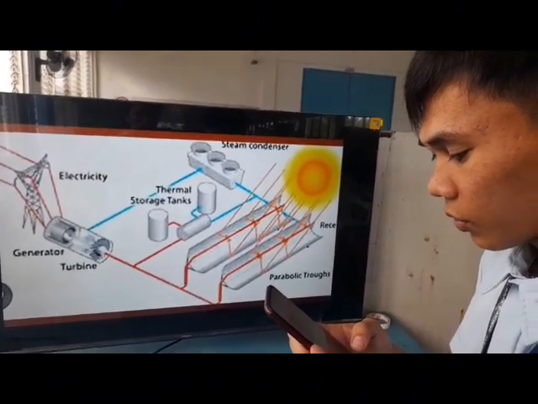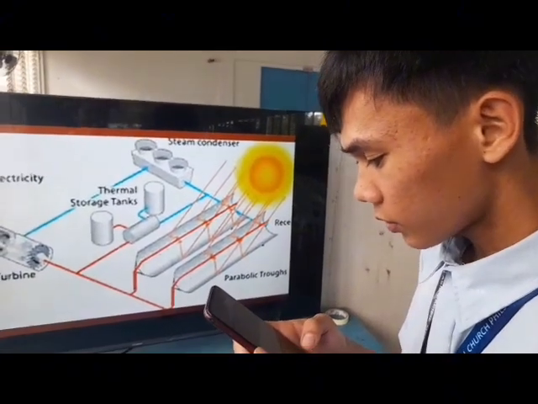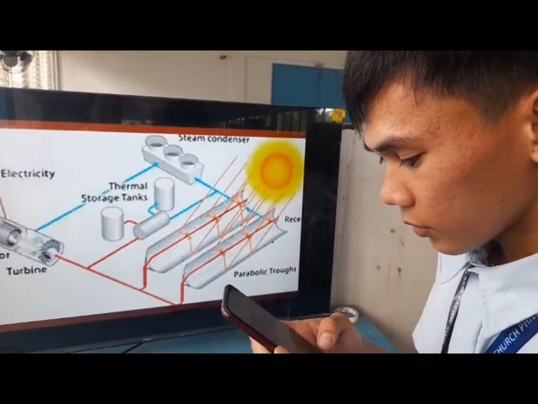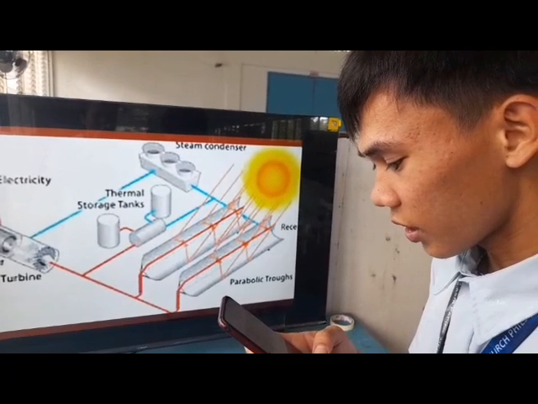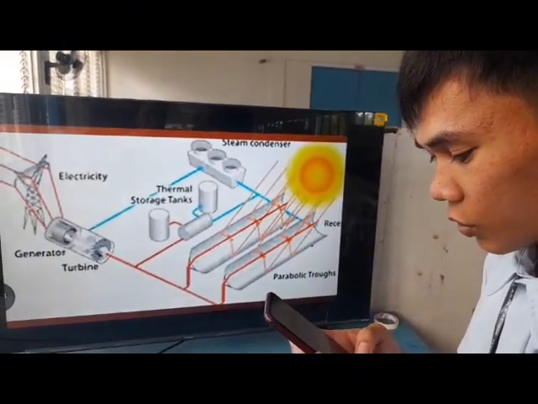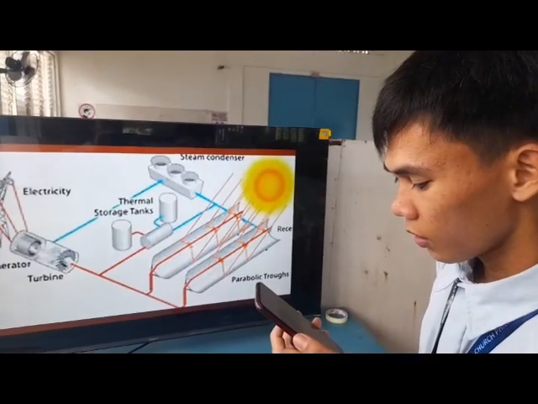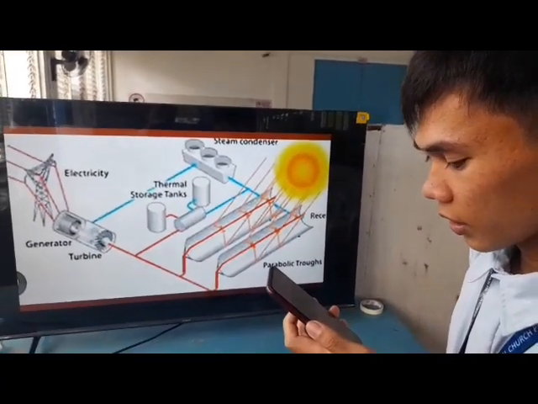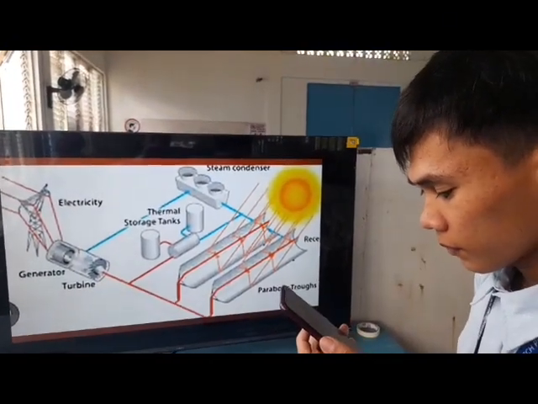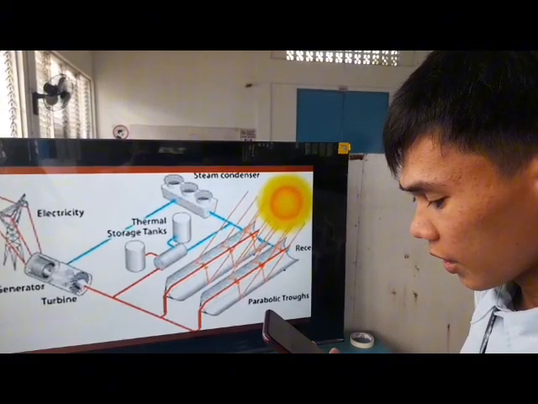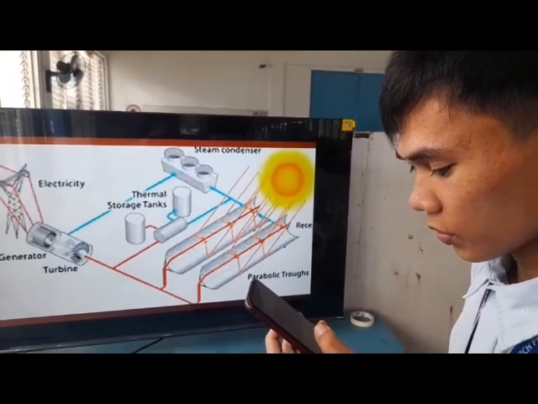Technology: parabolic trough systems use long curved mirrors, parabolic in shape, to concentrate sunlight into a receiver tube running along the focal line. The receiver contains a heat transfer fluid, typically oil, which is heated and then used to generate steam for electricity production.